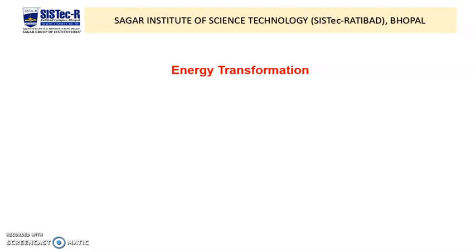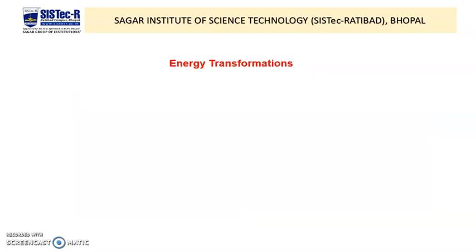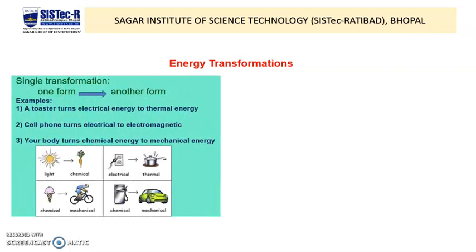So, we can say most forms of energy can be transformed into other forms. And energy transformation is a change from one form of energy to another. There are two types of transformations. One is single, second is multiple.